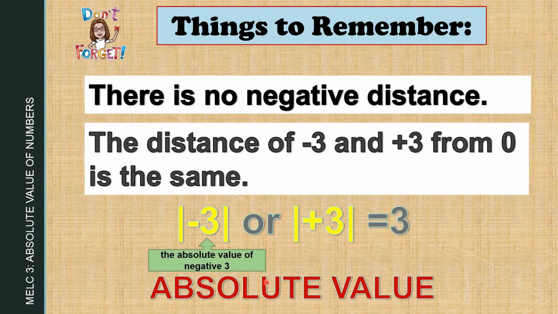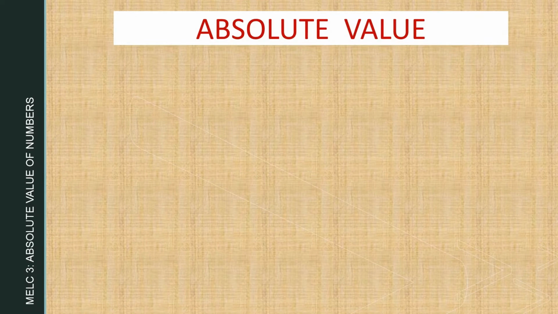So actually, we read this expression correctly as the absolute value of -3. So that's how we read it. And when we say absolute value, we get the distance of that number from 0. And this one is read as the absolute value of +3. So the distance of +3 from 0 is 3, which is the same as the distance of -3 from 0. Do you follow?